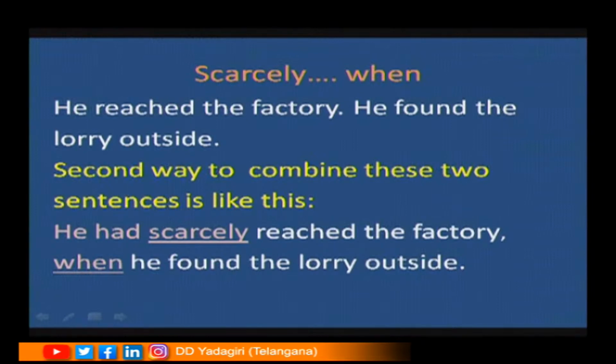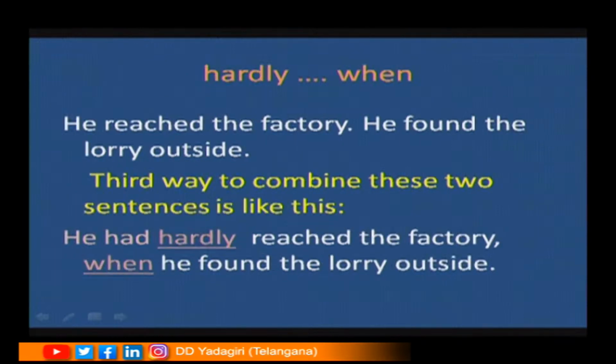After the noun or the pronoun, I need to keep had scarcely. It is after he, I kept had scarcely in the first sentence. Then I have kept when at the beginning of the second sentence. So shall we read the sentence? He had scarcely reached the factory when he found the lorry outside. He reached the factory. He found the lorry outside.